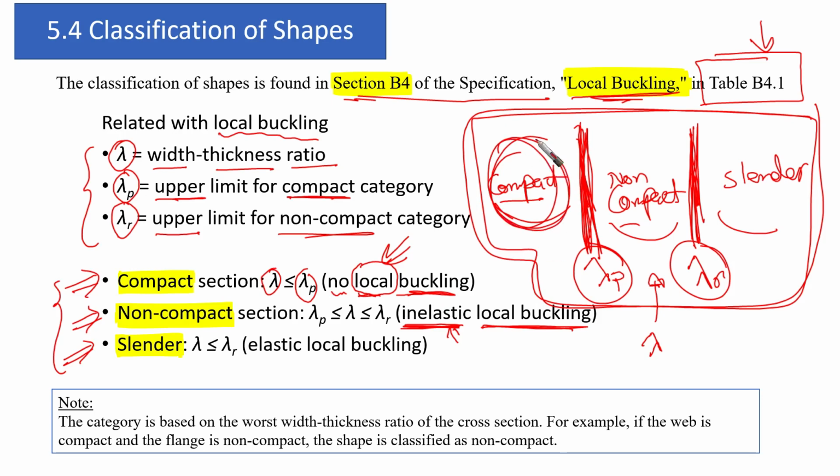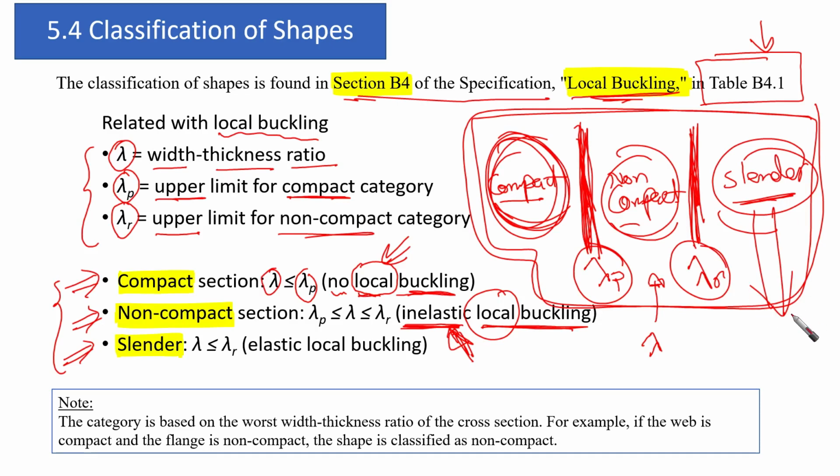Here in the compact, we are expecting plastic moment. This means that we are going to exceed the yield even here. In the non-compact, it's something in between. Some fibers are going to yield, but they are going to experience inelastic local buckling. For slender, we are going to experience local buckling only. There is no yield here. No fibers are going to experience F yield. So that's the three main categories, and I'm going to explain more about them later.